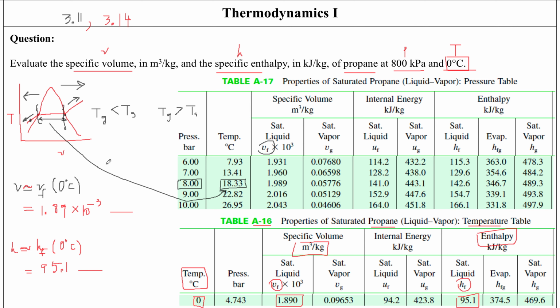This is how you find values for whichever parameters you've been asked for if they lie on the left side of the dome, in the compressed liquid region. You don't need to use the compressed liquid table, because in a lot of cases we don't have those tables available. So we just make this approximation, and it works. It makes your life simpler.